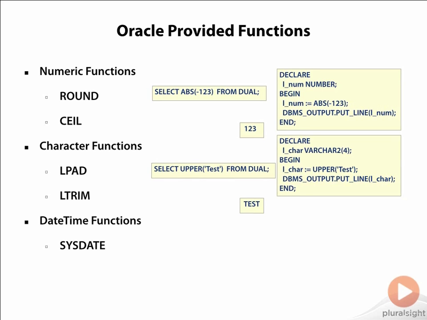We can call it from SQL also directly as select upper('test') from dual for a similar result. Then there are datetime functions, again some of which we looked at in the part 1 course, like the sysdate function, which returns the current date, and the systimestamp function, which returns the current timestamp.